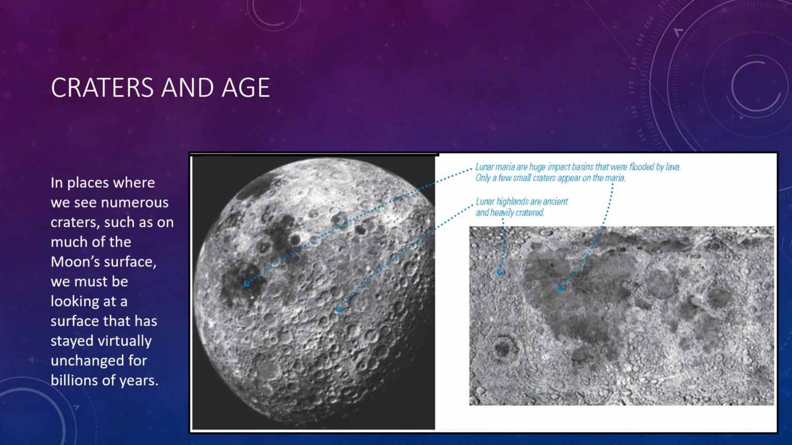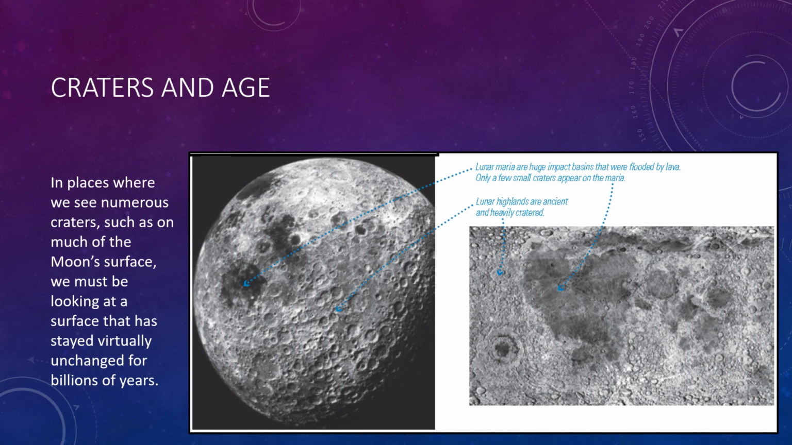You can understand this idea by thinking about why the Moon has so many more impact craters than the Earth. Recall that all terrestrial worlds, regardless of their size or distance from the Sun, were battered by impacts during the heavy bombardment phase that occurred early in our solar system's history. Most impact craters were made during that time, and relatively few impact craters have occurred ever since. In places where we see numerous craters, such as on the Moon's surface, we must be looking at a surface that has stayed virtually unchanged for billions of years.